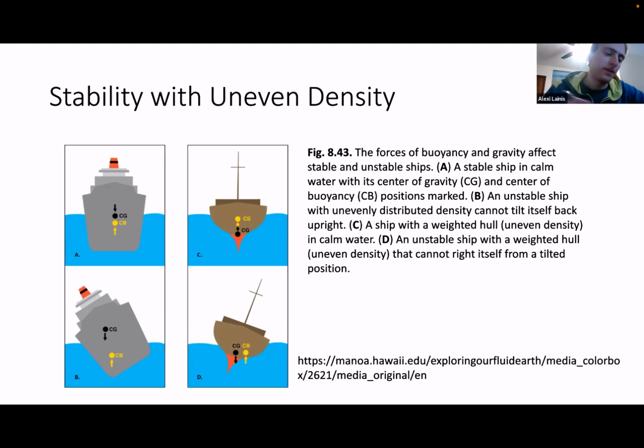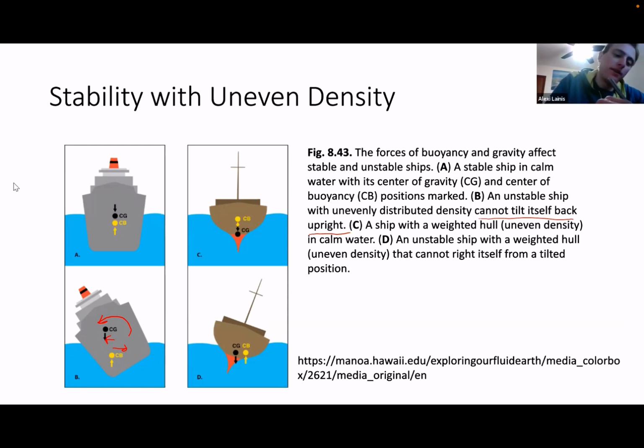So for the example on the left, A is a ship in calm seas with the center of gravity and the center of buoyancy marked, so you can see right there. And on the right, it's an unstable ship with unevenly distributed density. It can't tilt itself back upright. Again, like our previous example, the center of gravity is shifted to the left during the tilt, and the center of buoyancy is shifted to the right. That's making it unstable. Basically, it's going to capsize because it's not a restoring couple, it's an overturning couple, and it's going to go that way and capsize.